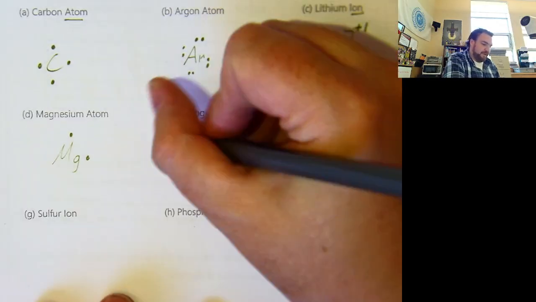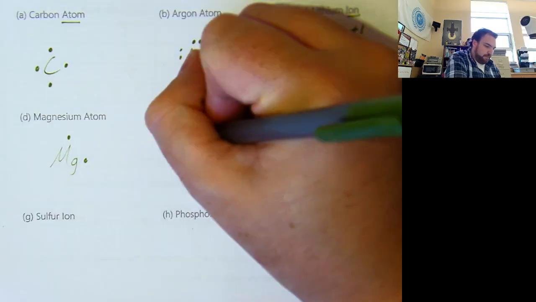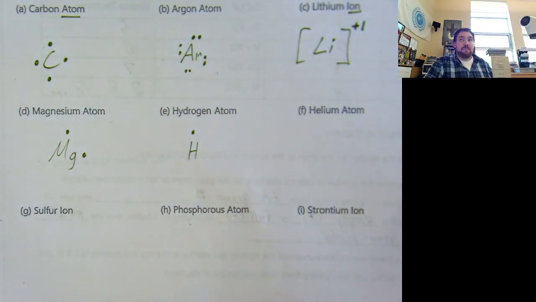Hydrogen atom. Hydrogen is symbol H. It's in column 1. Boom. Up there on the top left.